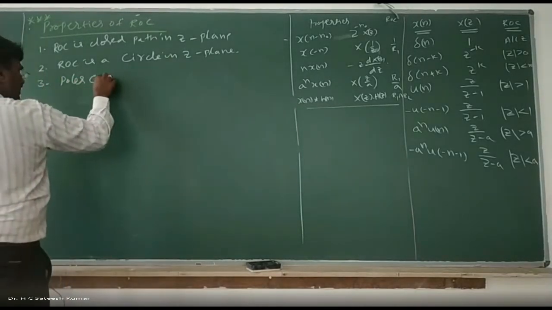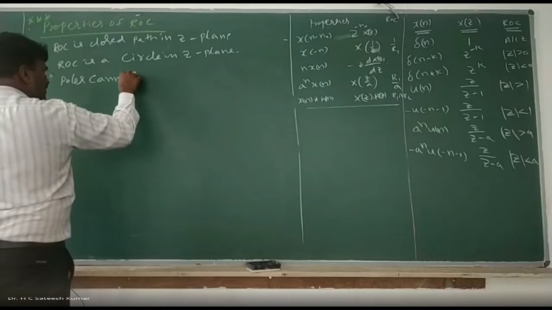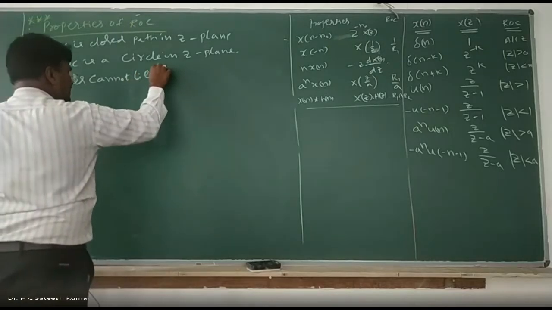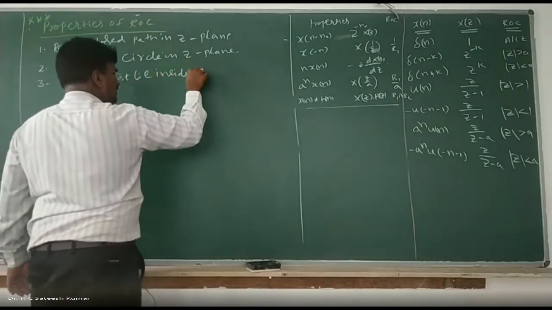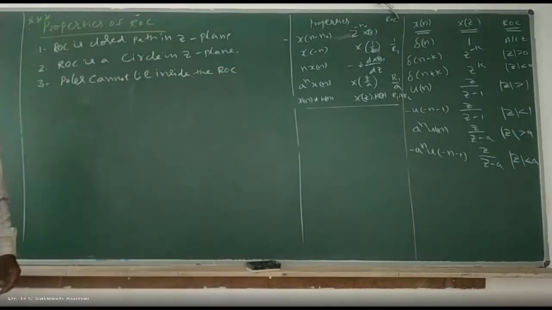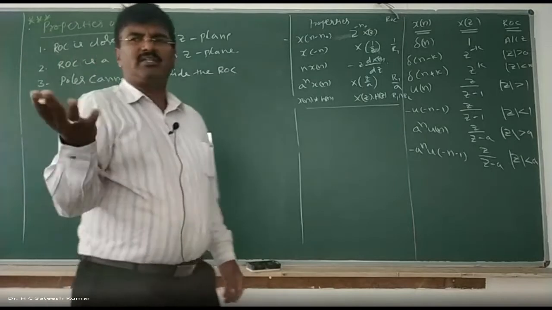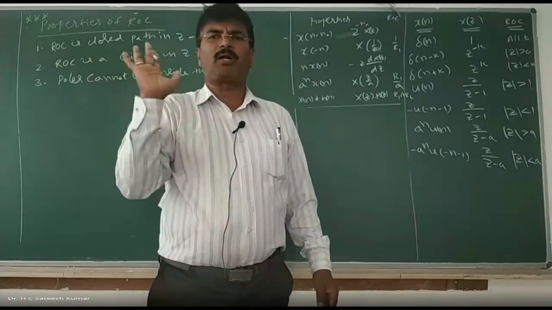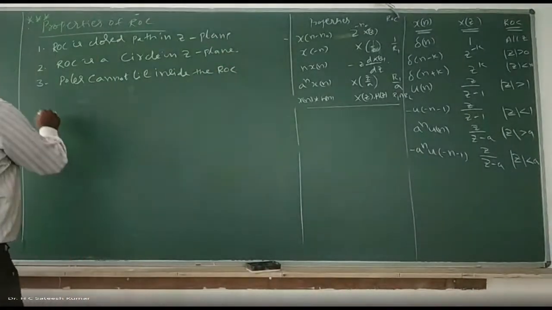Poles cannot lie inside the ROC. What do you mean by inside the ROC? ROC is specified in the shaded region. In the shaded region, poles cannot lie. This is a very, very important property you should remember. Okay, right. Next, fourth one.